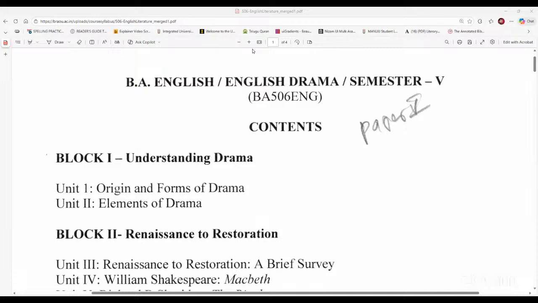Dialogue is the spoken language of a drama. So what does dialogue do in the drama or in the play? It advances the plot, it reveals characters, it reveals emotions and theme.